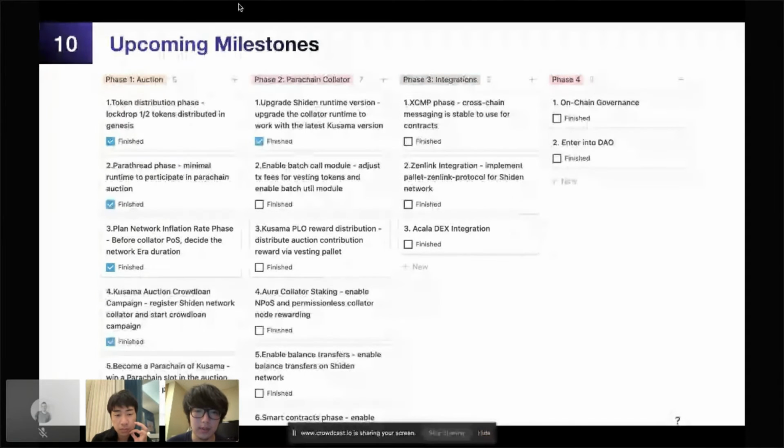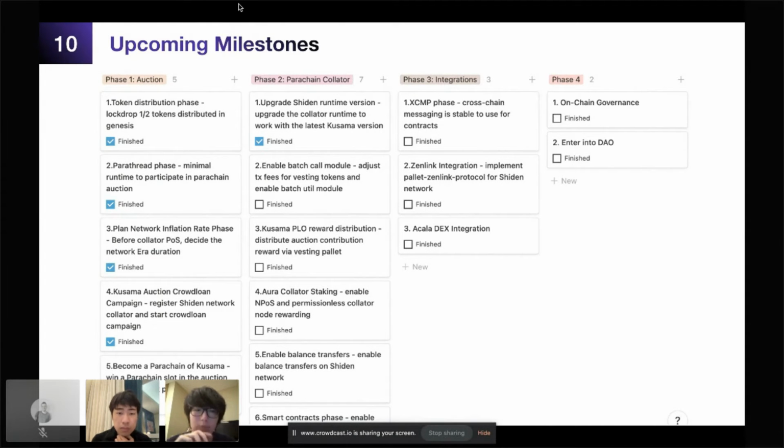And the next stage is going to be all about enabling smart contract modules. I'll post the link to this milestone page in the chat so that everyone can see it later as well. Yep, smart contracts, we're going to be enabling EVM modules, so people can deploy and execute smart contracts in Shiden Network.